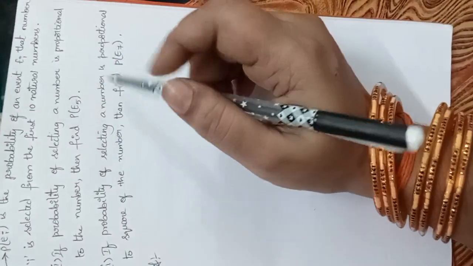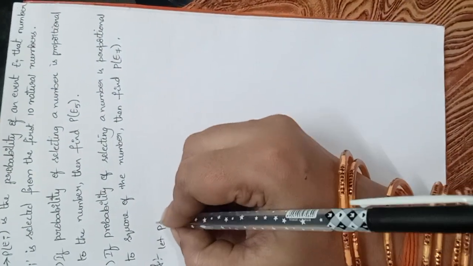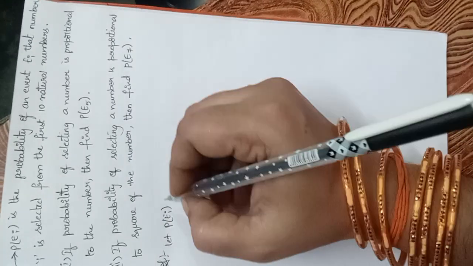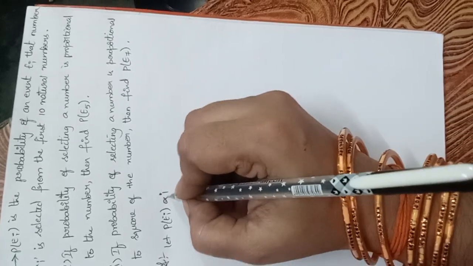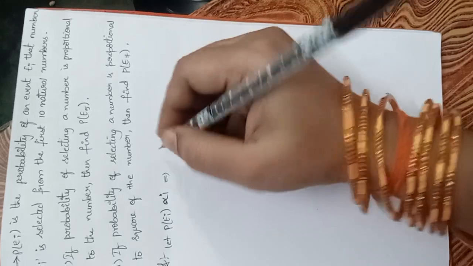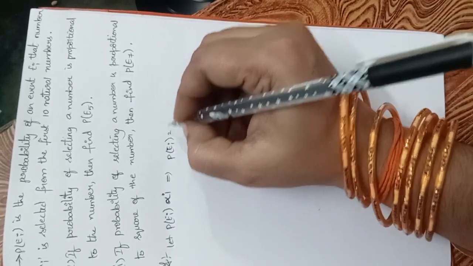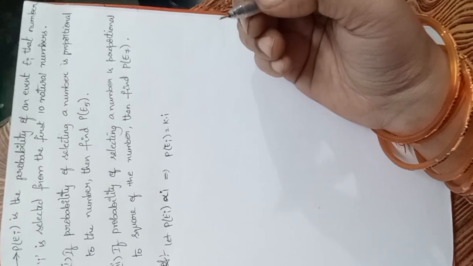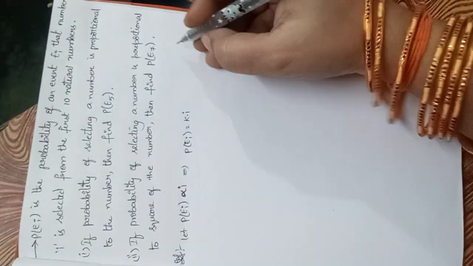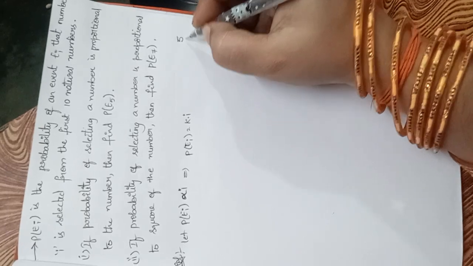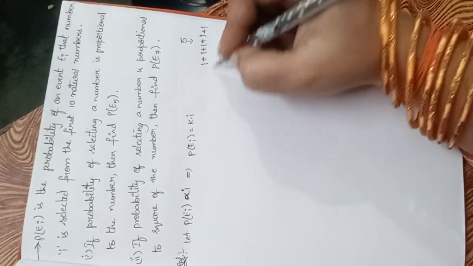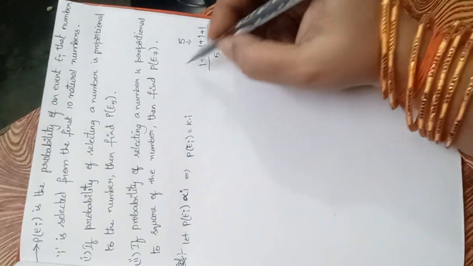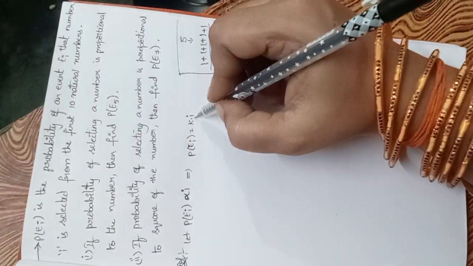The probability of this event is proportional to the number, right? So we can take it as the probability of event I equals the number I. Not equals to I, but proportional. This can be written as P of EI equals some constant into I. Say for example, if I am saying 5, this can be written as 1 plus 1 plus 1 plus 1 plus 1, which is 5 into 1.